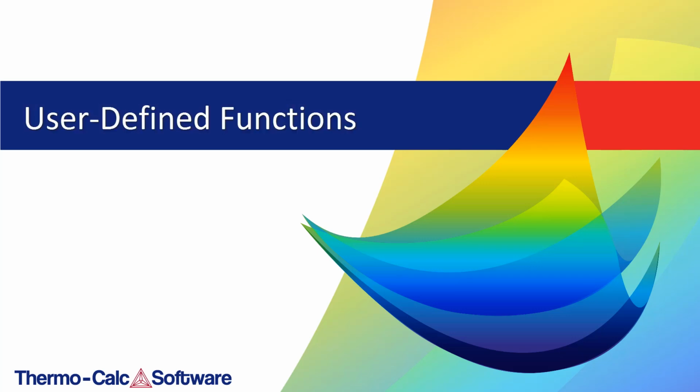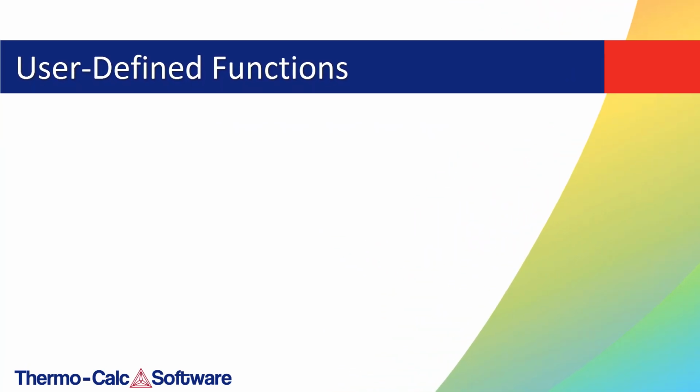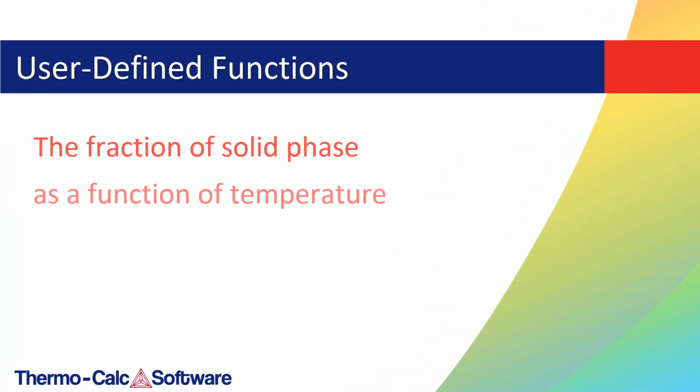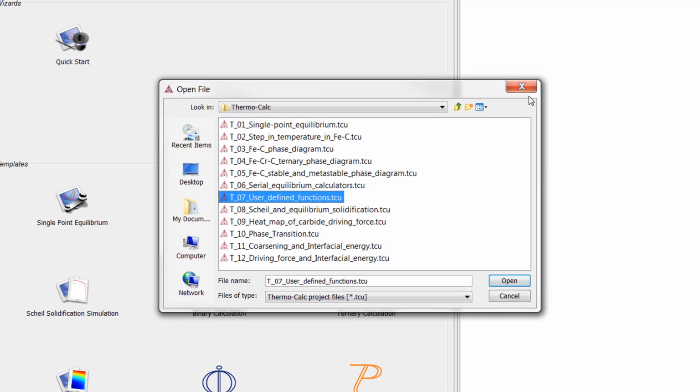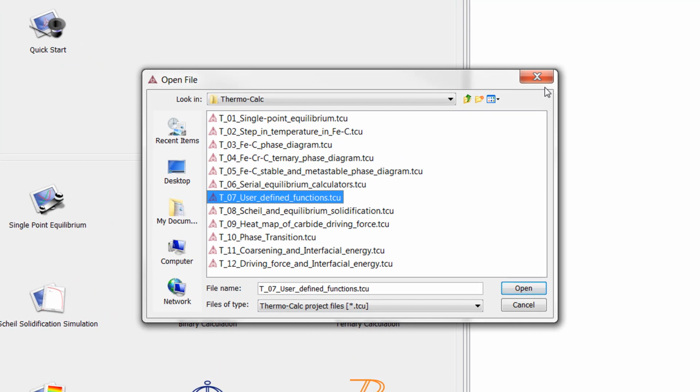This video will show you how to use user-defined functions, which is how you add variables to a plot that are not available by default in Thermo-Calc. I will calculate the fraction of solid phase as a function of temperature for an iron-chromium-carbon alloy. The calculation is based on graphical mode example T7 of the examples included in your software.